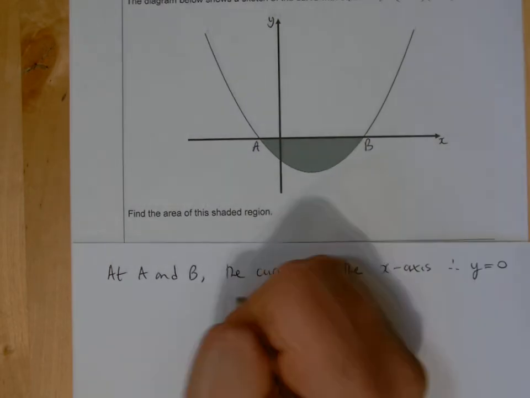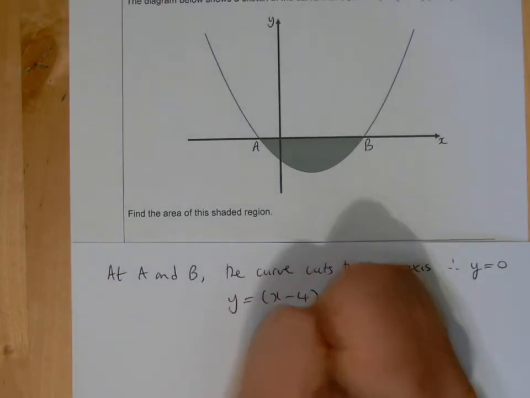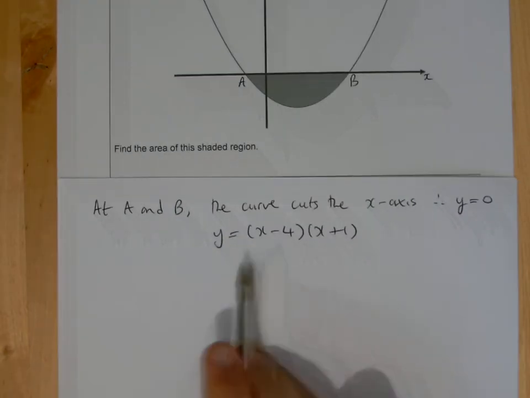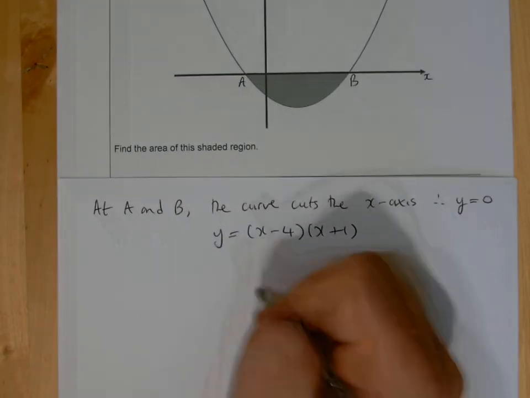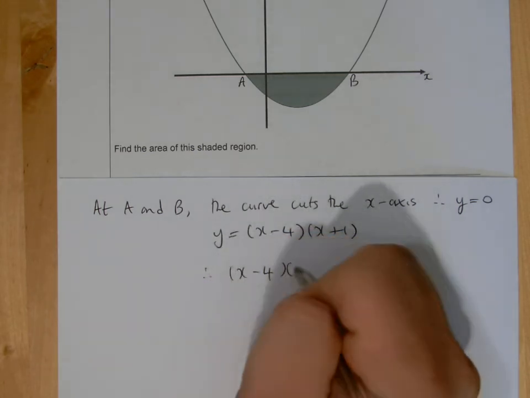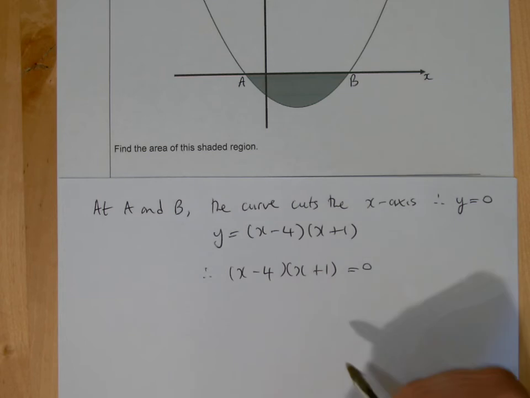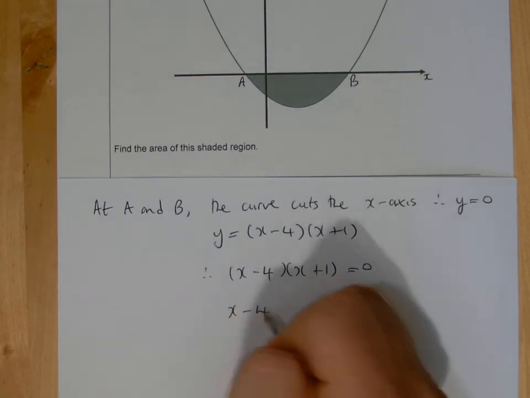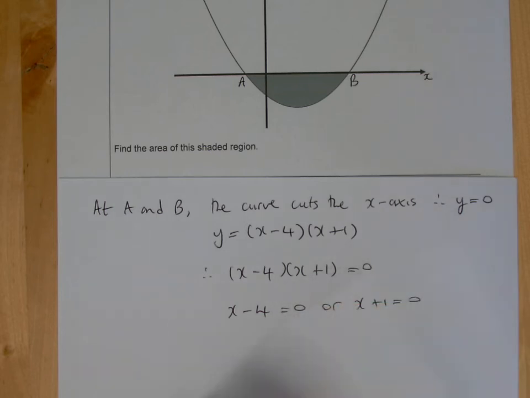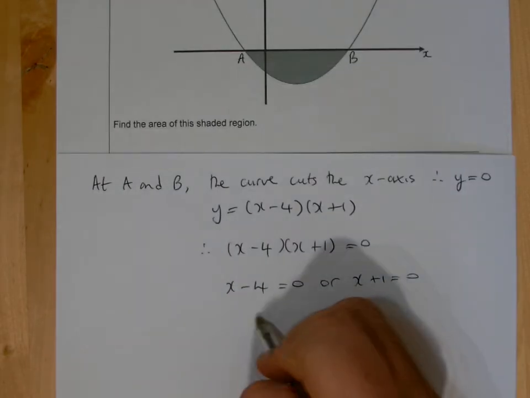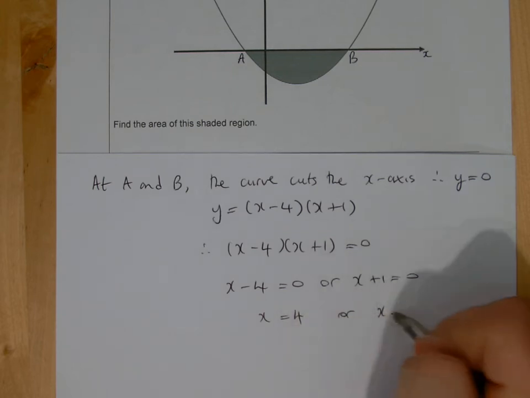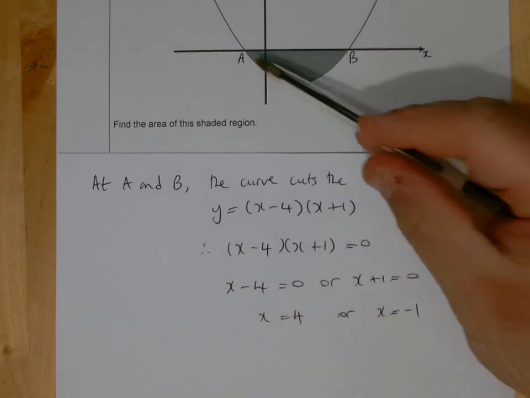Now if we look at what they've given us as y in this case, it's quite nice because they've already put it in brackets for us. So it's already factorized, so you can literally set y to be 0. Therefore (x minus 4)(x plus 1) equals 0. Either x minus 4 equals 0 or x plus 1 equals 0. These two multiplied together equal 0, so one of them has got to be 0. So x is equal to 4, or x is equal to minus 1. So there's your a and b.